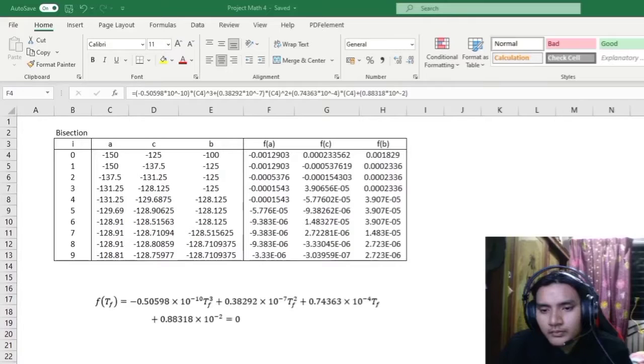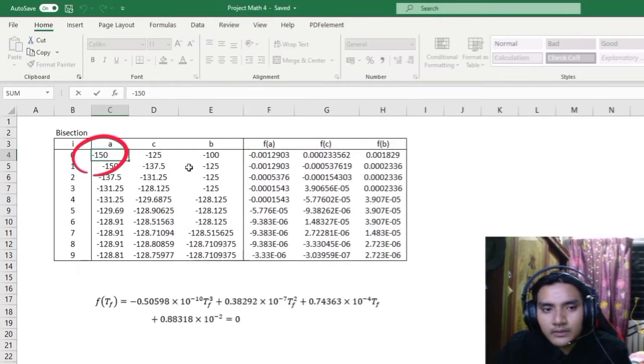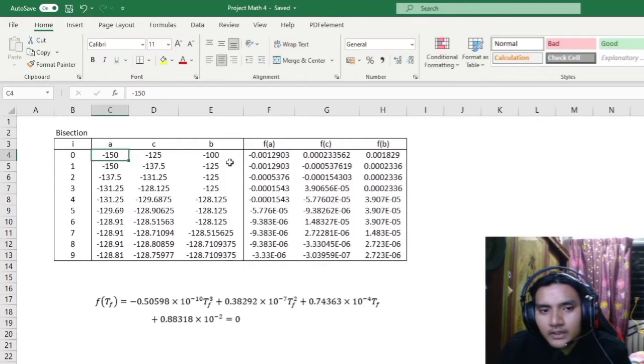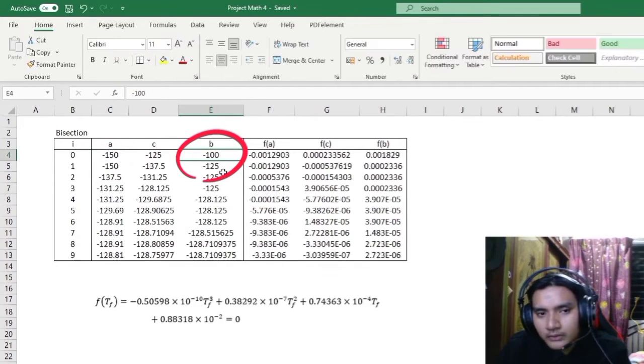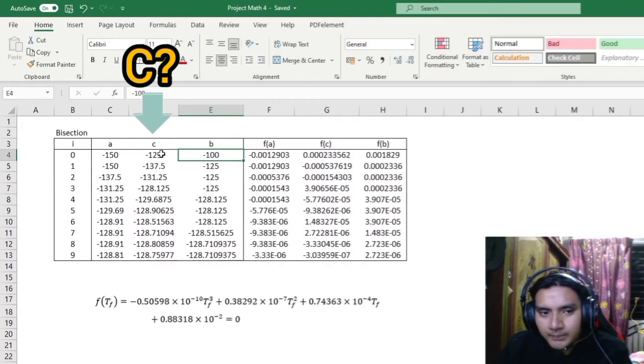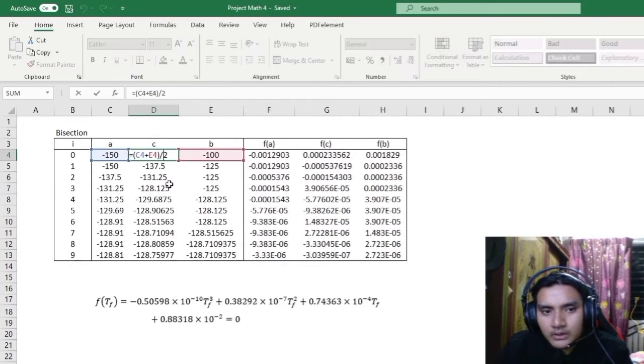For the simulation of the bisection method, we decided to use Microsoft Excel to make a comparison between manual calculation and simulation. Firstly, what we need to do is to find A and B. As we can see here, our A is negative 150 and B is negative 100. What we need to do next is to find C. By using the formula in Excel, we can find C here.